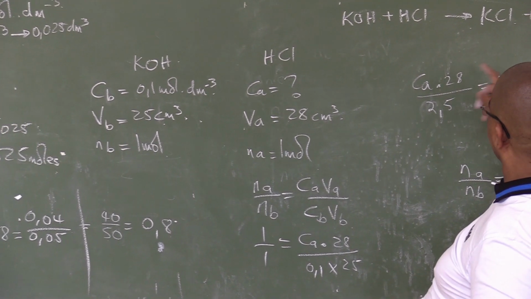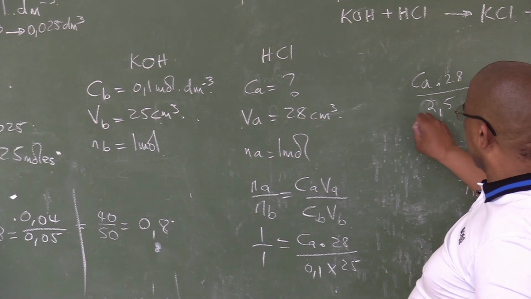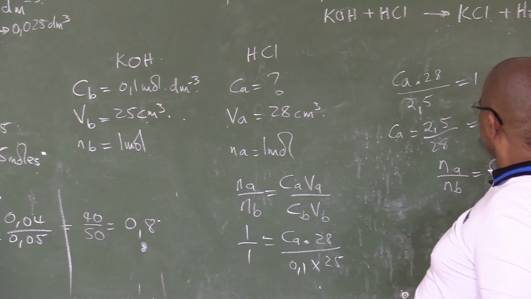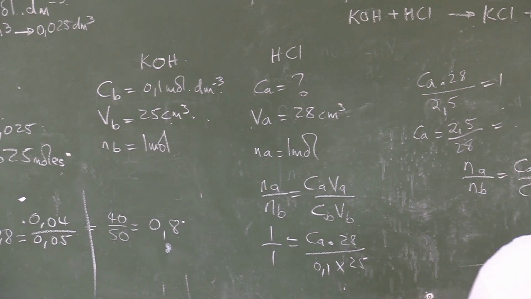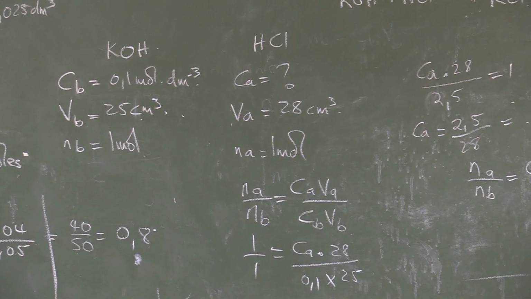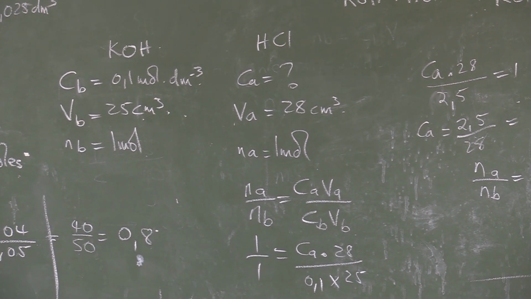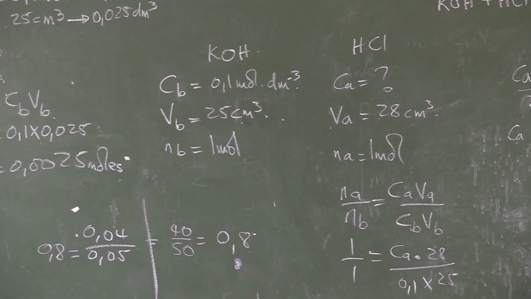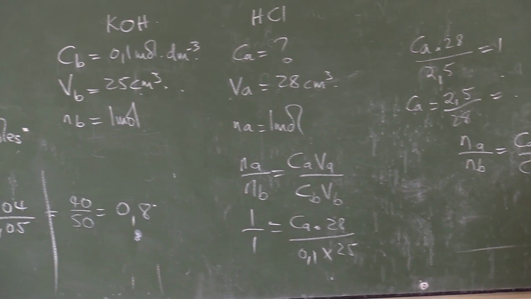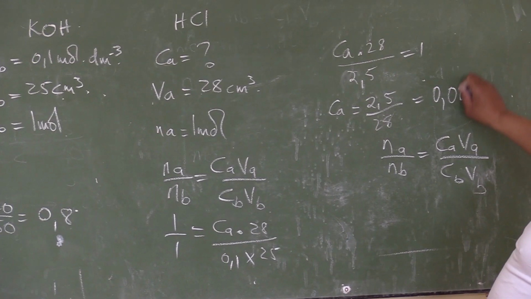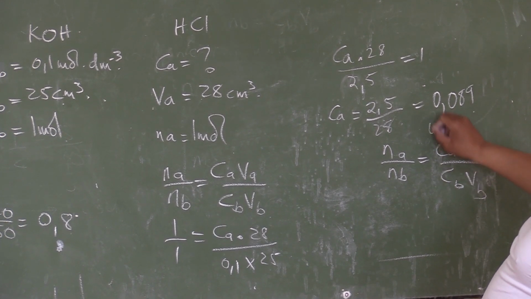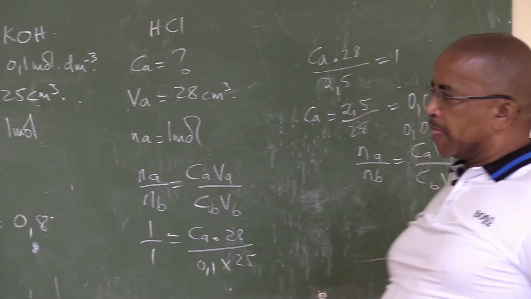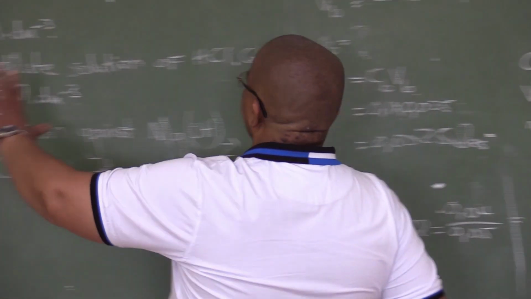Sizothini na? CA yini 2.5 divided by 28. What is 2.5 divided by 28? Sibone lapho, 2.5 divided by 28. Habe iyona 0.089, siza to the nearest 0.09 mole per decimeter cubed. So ke sesiyabona ke ukuthi sithole kanjani lena.